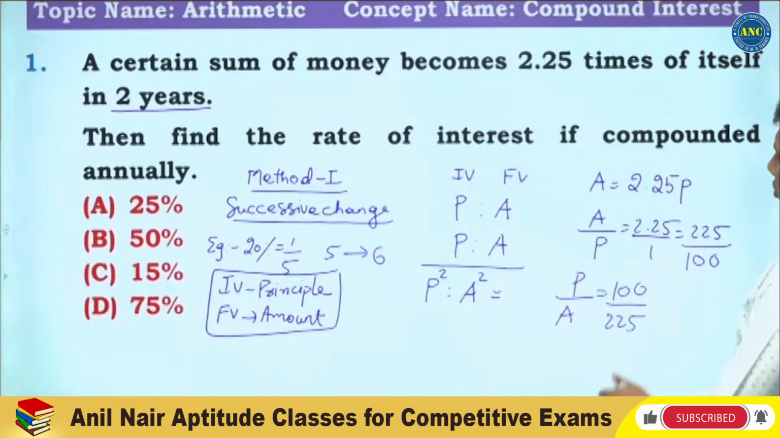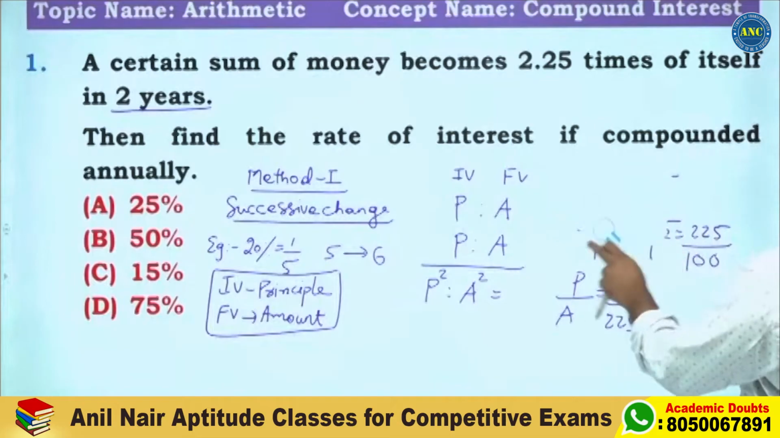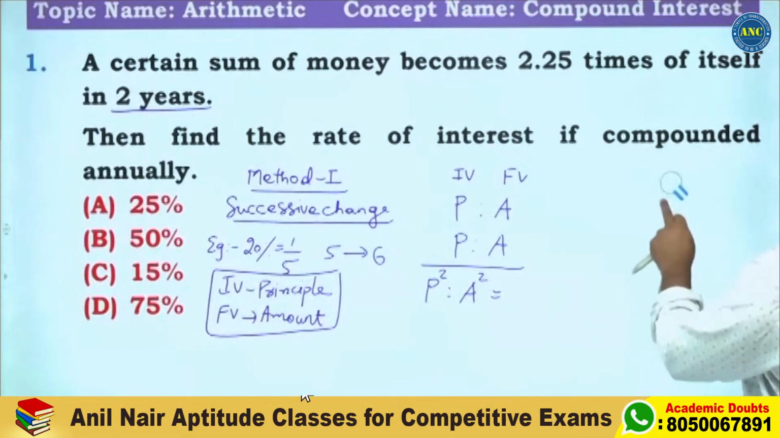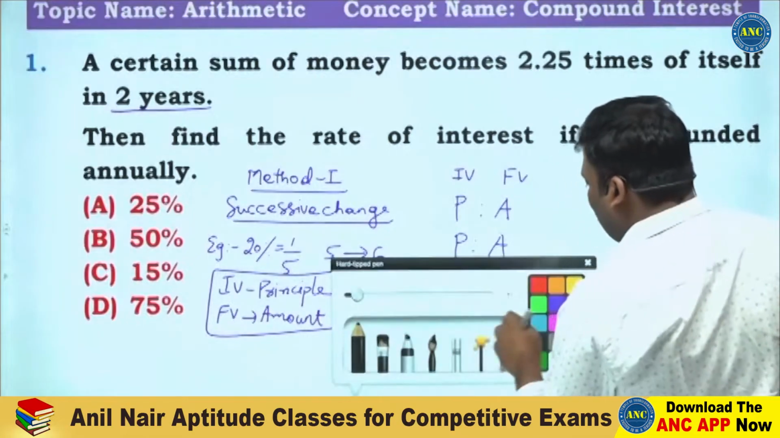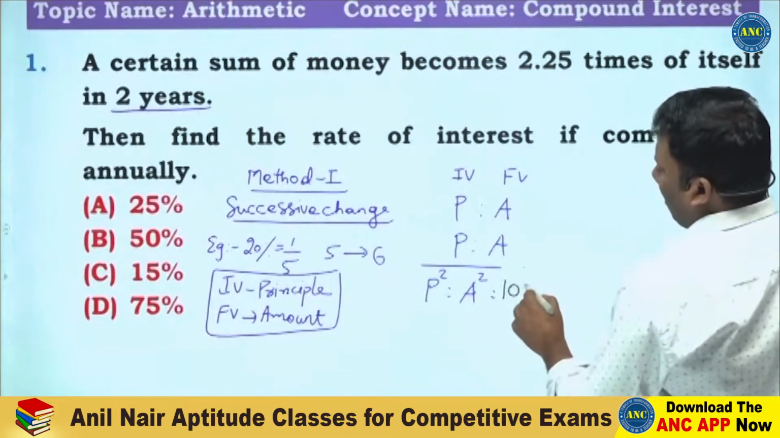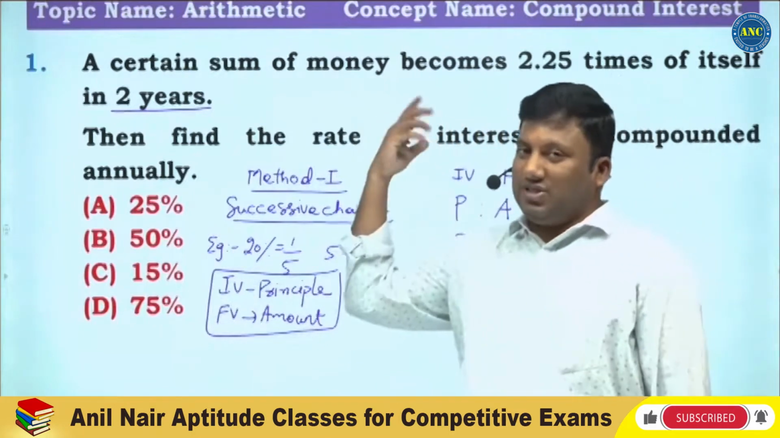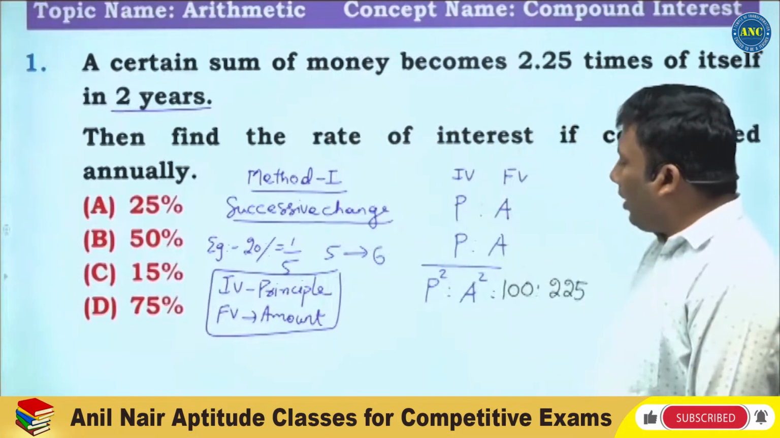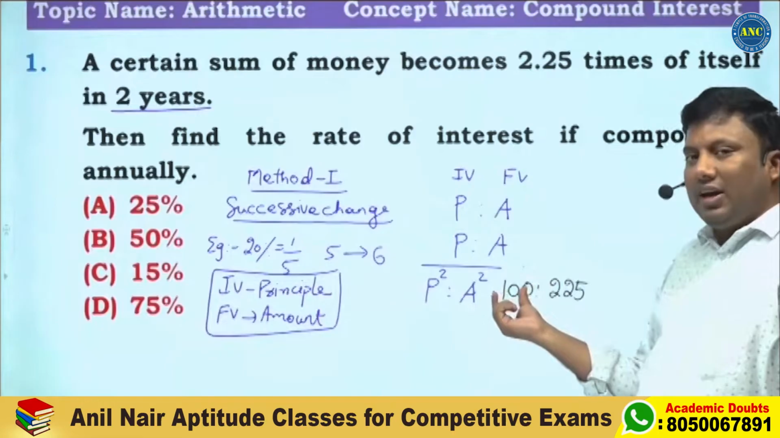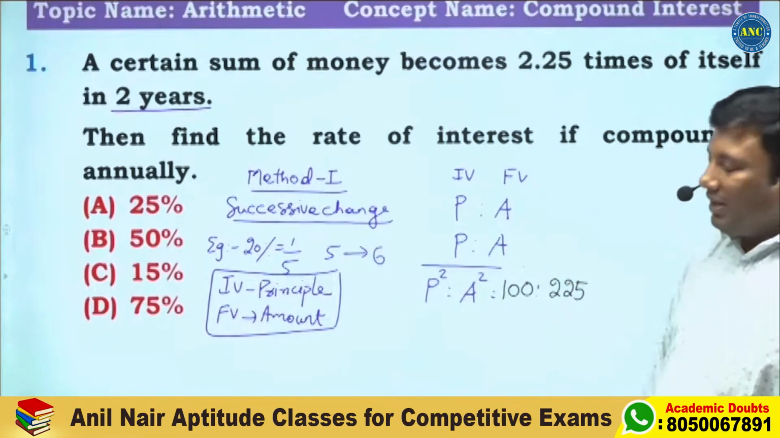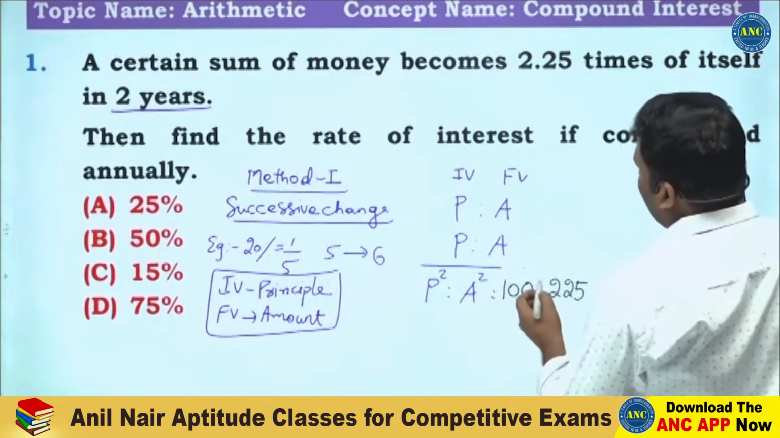How much is it given? In 2 years it is becoming. So P square is to A square is becoming 100 is to 225, because a certain sum of money becomes, that means amount is becoming 2.25 of principal, which is 225 by 100. Initially if I gave 100, after 2 years I will get 225. So this can be written as P square is to A square.